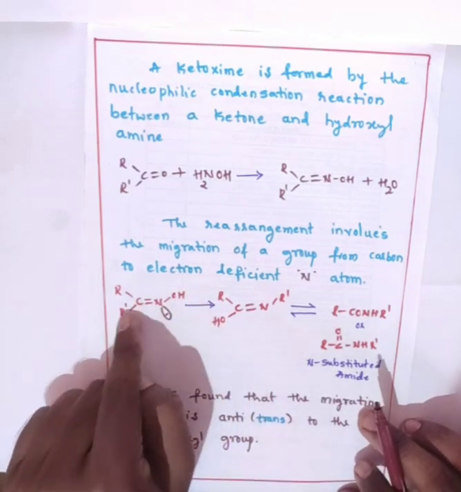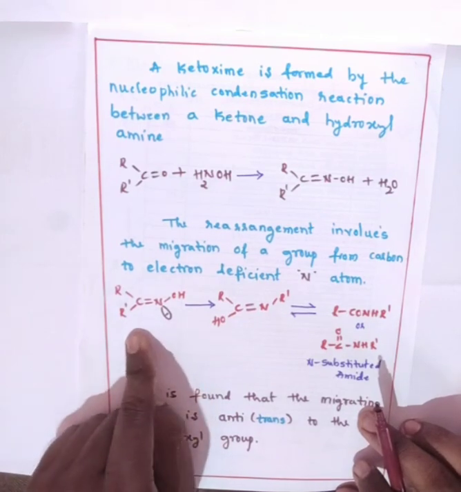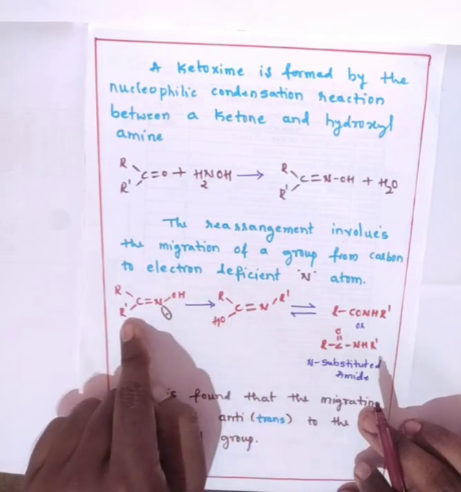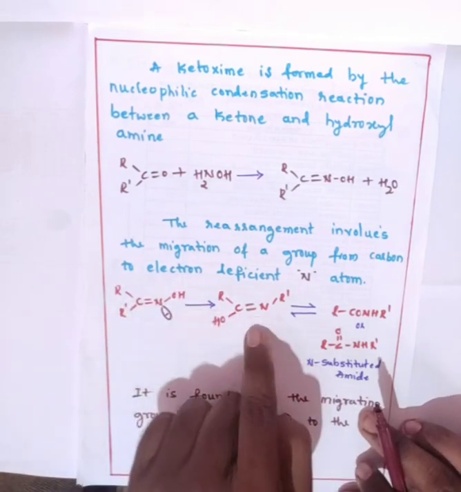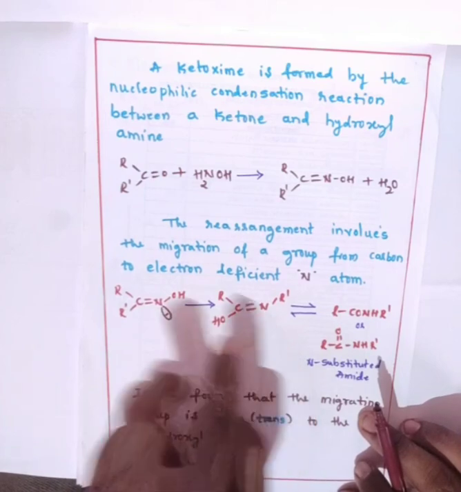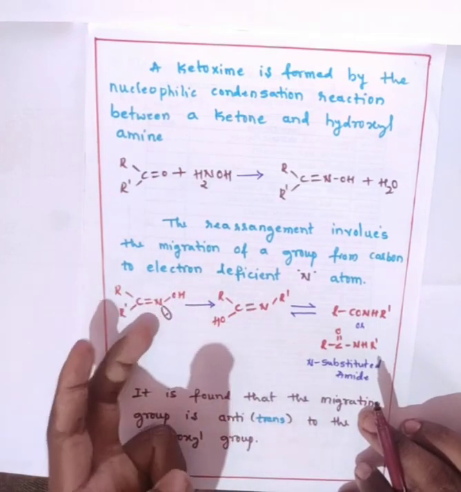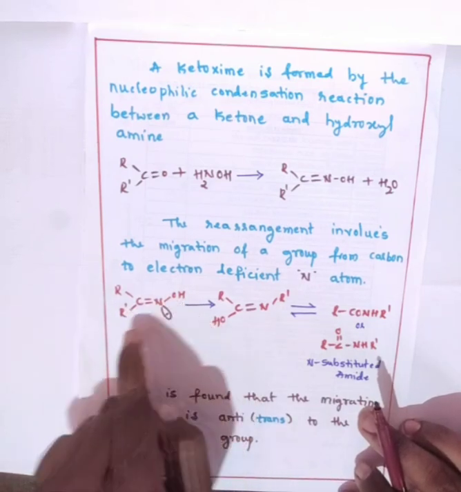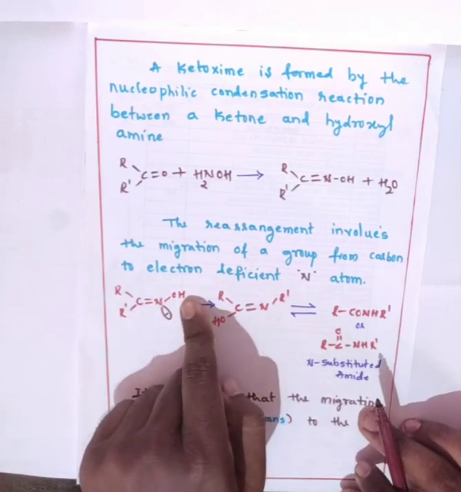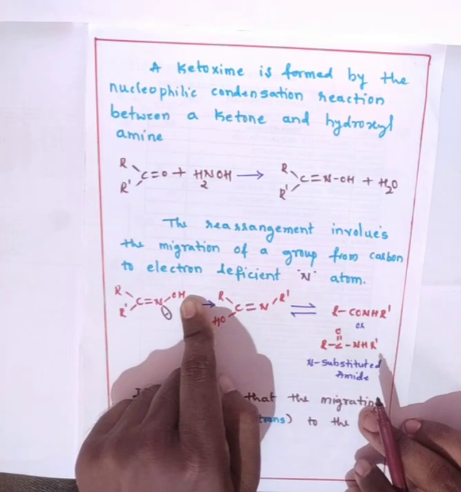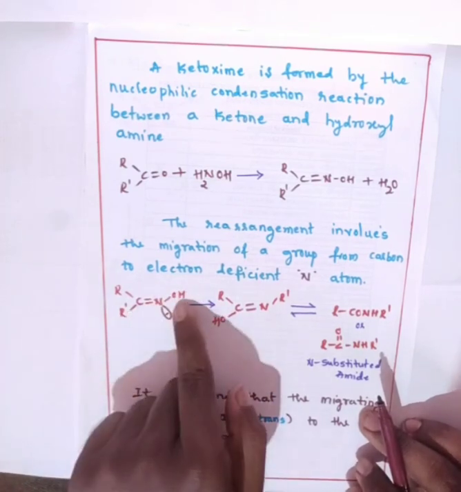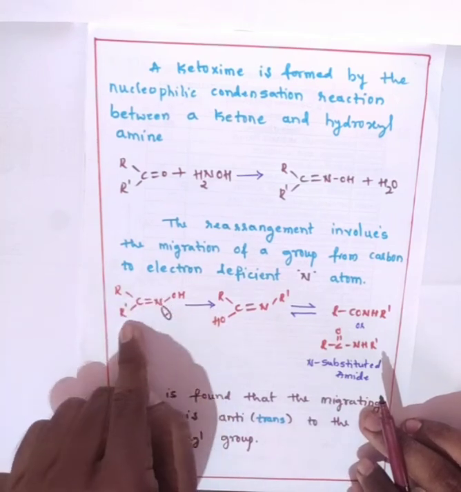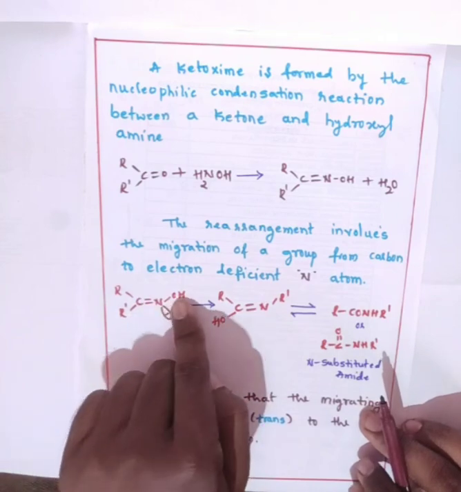I have taken the general reactant molecule, the ketoxime. Here, opposite to the hydroxyl group, I have written R dash. In the second molecule we can see the exchange takes place, that is, the migration of R dash to the nitrogen atom anti to the hydroxyl group. Anti is also called opposite or trans position to the hydroxyl group.